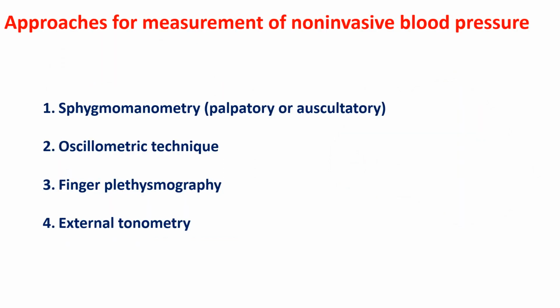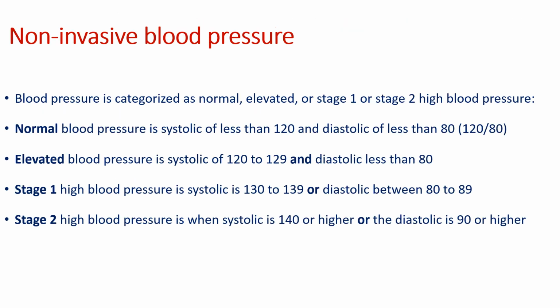This is the methods of measurement of non-invasive blood pressure. How to measure the non-invasive blood pressure? It can be measured through the inflatable cuff sphygmomanometry or oscillometric technique, or with finger plethysmography or arterial tonometry. Our students must know the use of sphygmomanometry and the measurement of the non-invasive blood pressure.